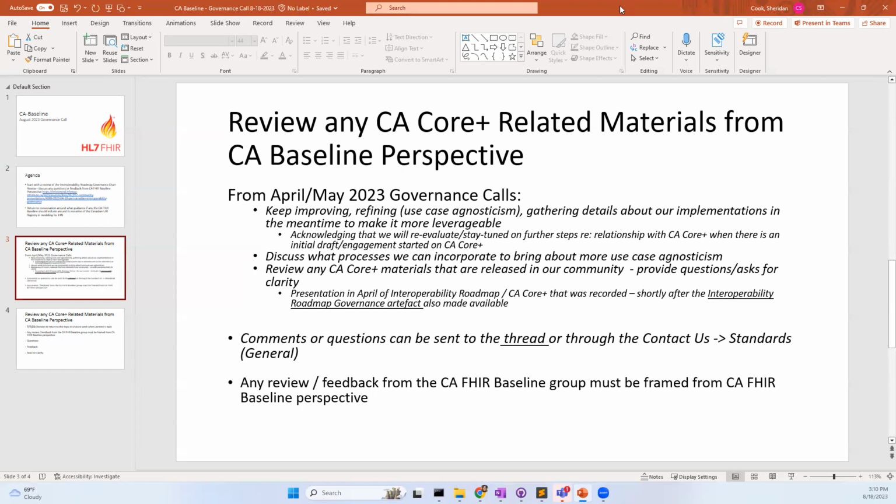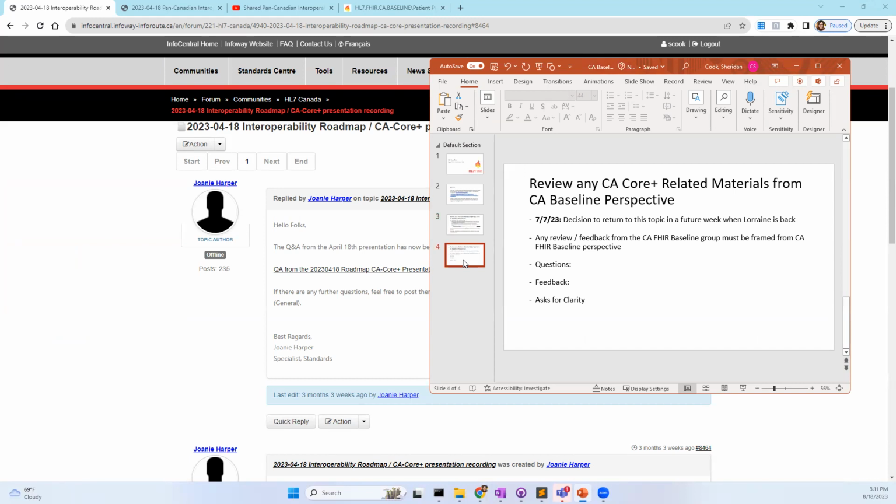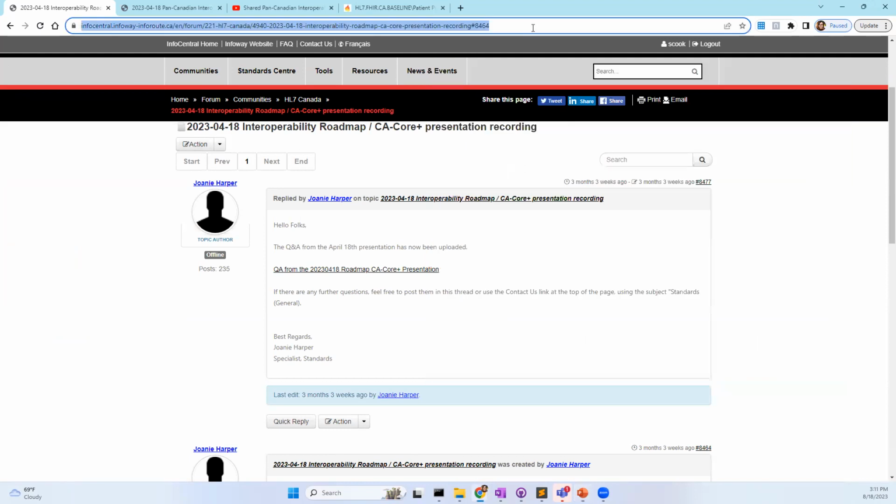So what I wanted to do is basically split frame, so that we can review the content from that governance approach and capture, in a structured format, questions that we have, feedback, and asks for clarity at the same time. So for folks who are interested in that continuity, I'll put the forum, and this will have the links to the materials so you can follow along as well.